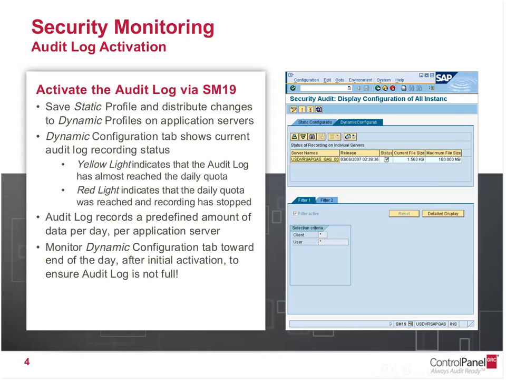Now, these quotas are set up there for a reason. The idea is we don't want the audit log to go overboard with recording transactions or different scenarios in the system. We don't want to fill up the file server. So the audit log parameters are set to make sure that they only record a predefined amount of data per day per application server. When you do activate this, you'll want to check in SM19 that you're getting the appropriate data and that recording is not being stopped towards the end of the day.